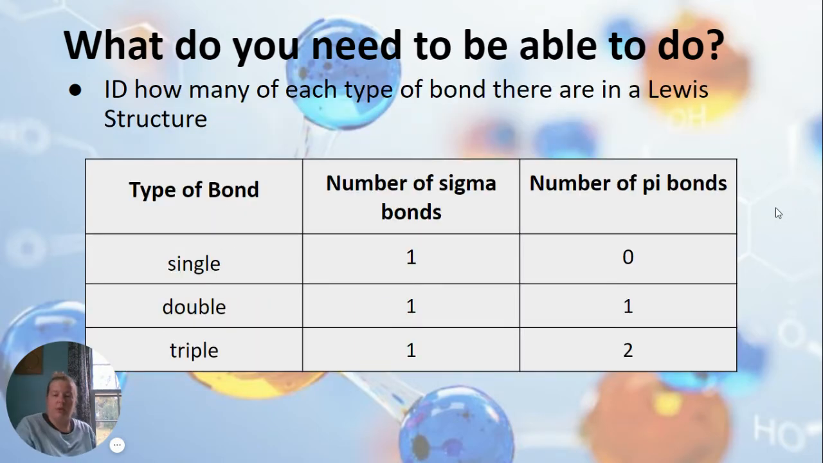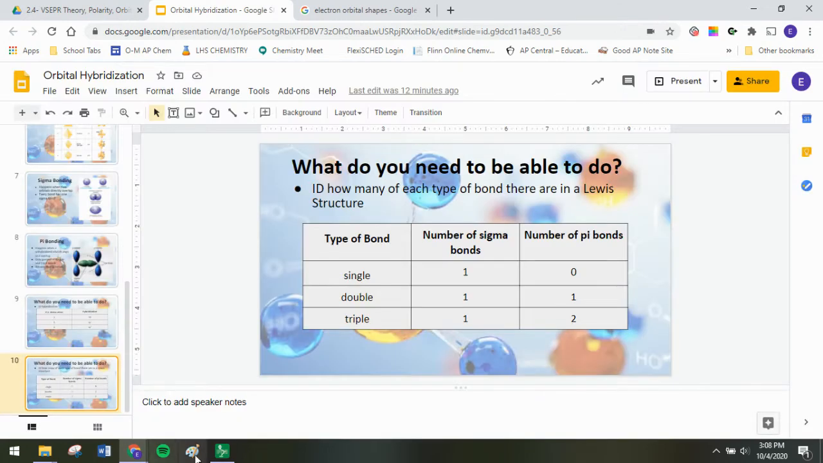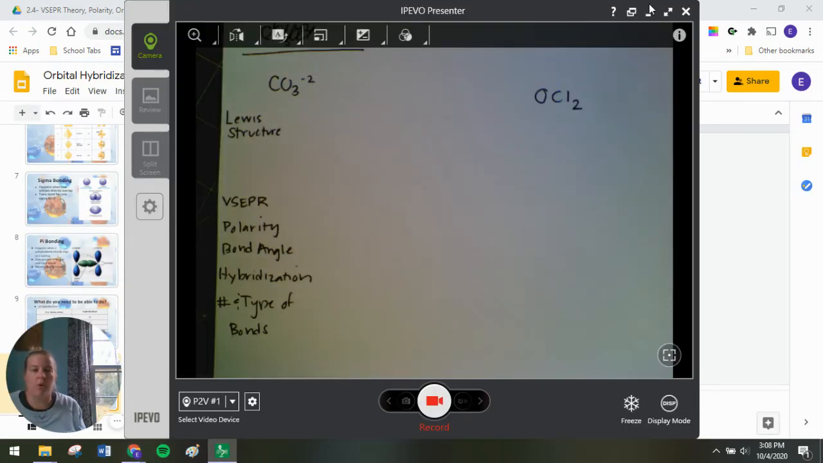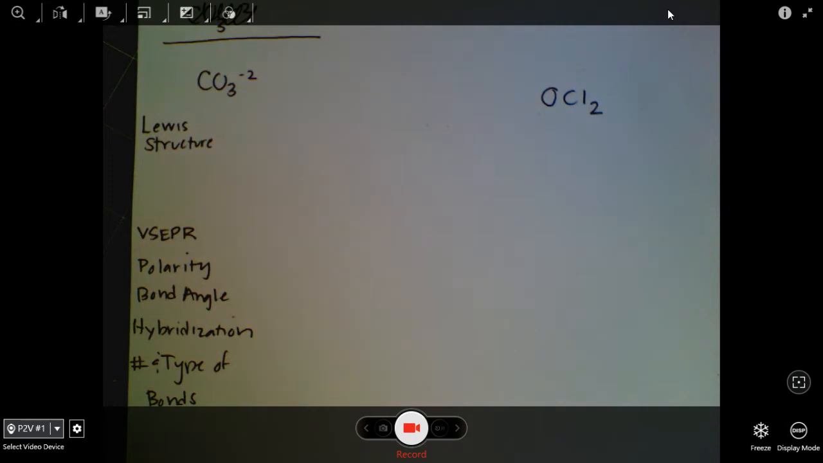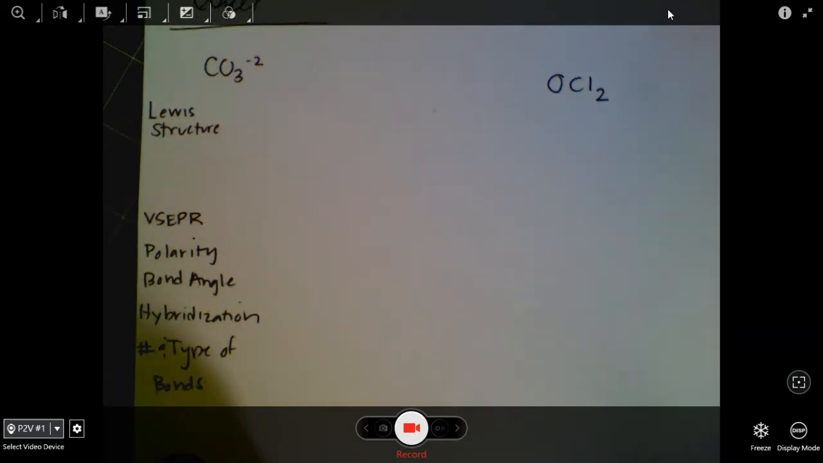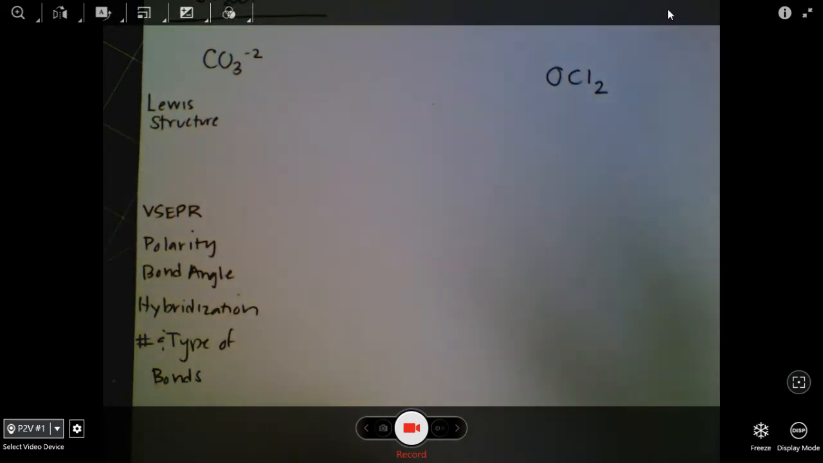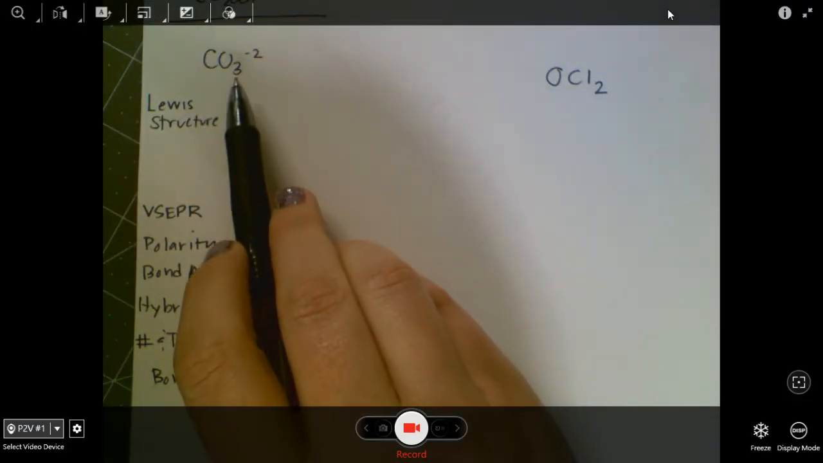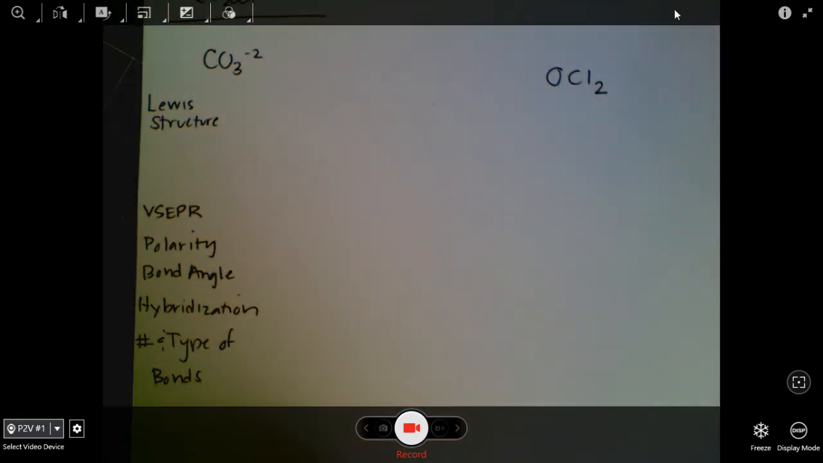So what I'm going to do is actually go through some examples that are similar to your homework, and then we are going to kind of clear things up if you have any questions. So we're going to take a look at some Lewis structures. The first thing I would like you to do is draw the Lewis structures for CO3 2- and OCl2. So pause your video, get those Lewis structures drawn, and then we will go over them, okay?